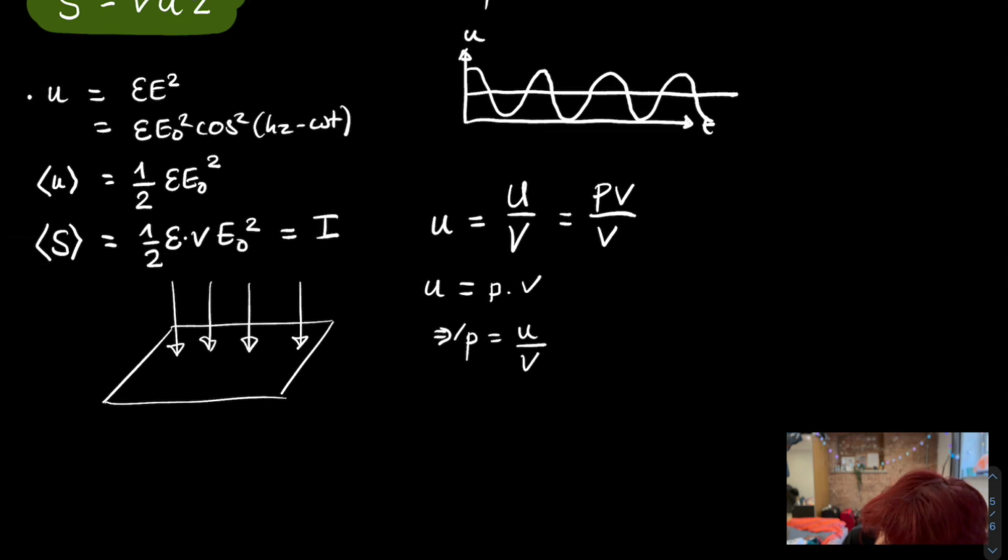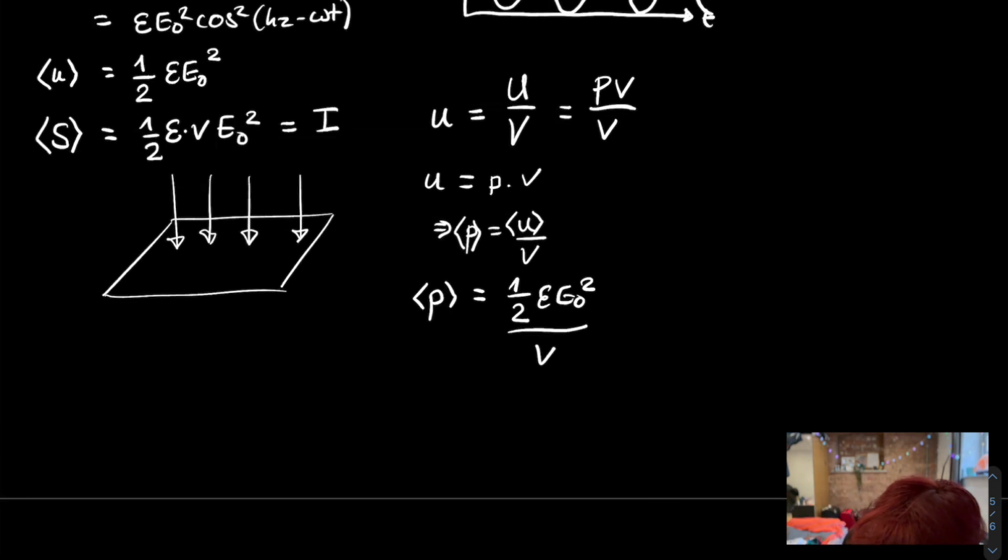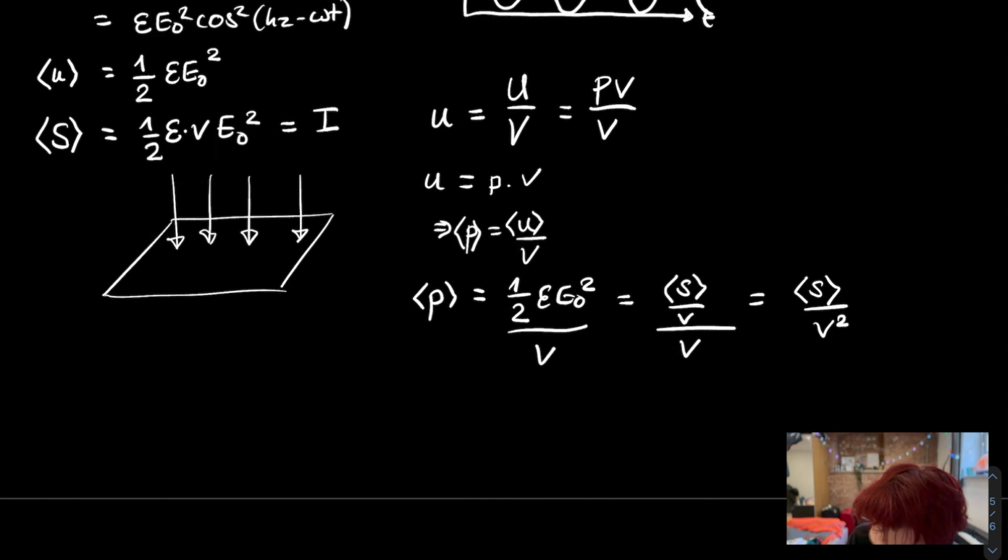And of course, this is going to be the averaged momentum density over time, because we're dealing with the average over all of time. But what is this U term right here? This is going to be 1/2 epsilon E naught squared, and this is all divided by V. But 1/2 epsilon E naught squared, from this equation, is just the average value of the Poynting vector divided by V. And so we can replace this with S divided by V, and that is all going to be divided by V, so this groups up to S divided by V squared. Or we could write this as the intensity divided by V squared. So we find that this radiation can actually be characterized by a momentum per unit volume.